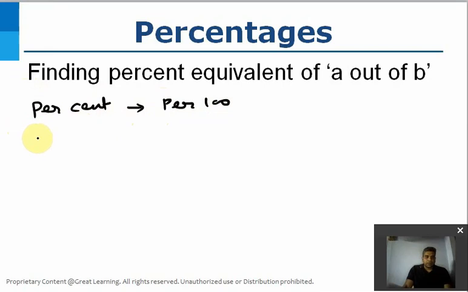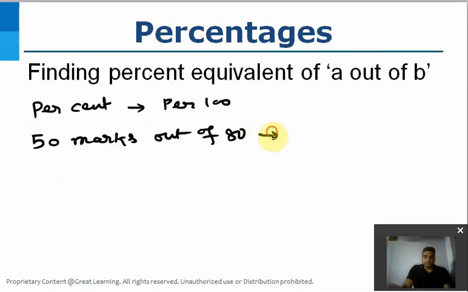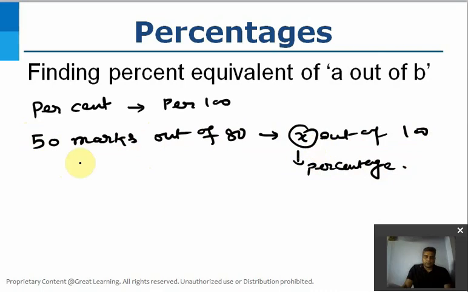Suppose I have secured 50 marks out of 80, right? I have secured 50 marks out of 80, but now I need to find out how many marks I have secured out of 100. If my denominator is 100, suppose out of 100 I'm getting x, then this x is nothing but the percentage, right? Now how do we do that? So we first convert a given scenario in terms of fraction.